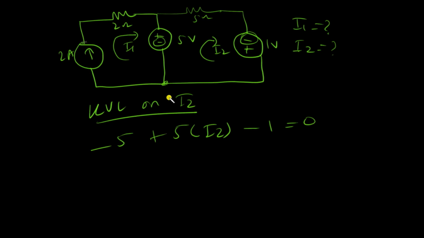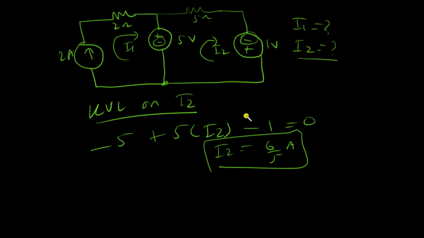I can easily find I2 from this because I can just move the 6 to that side, and I2 would be 6 by 5 amperes, and this is simple algebra. But how do you find I1 then? I've already found I2, but there is no equation for I1. If you look very closely, I1 is this current moving clockwise. This current is clearly 2 amps. This is what this current source is telling us, that the current through it is 2 amps. So I1 is clearly in the direction of this current, so I1 would be 2 amps.